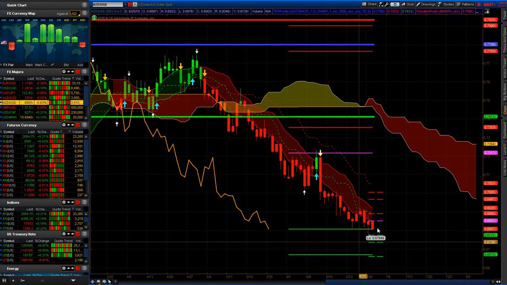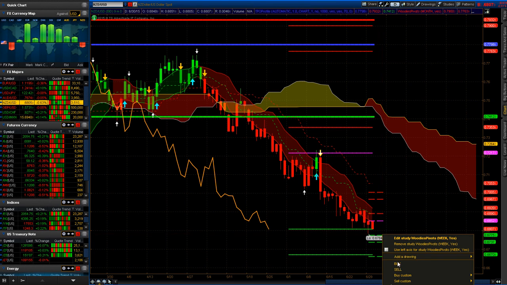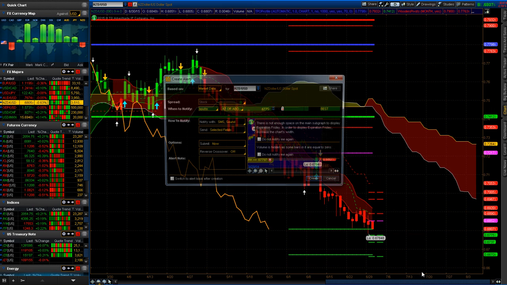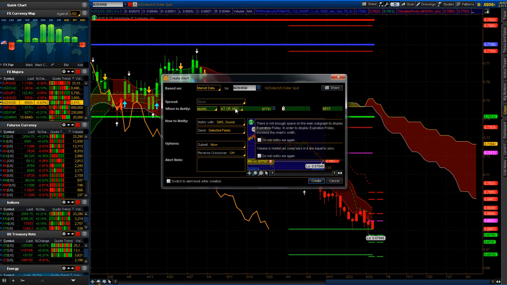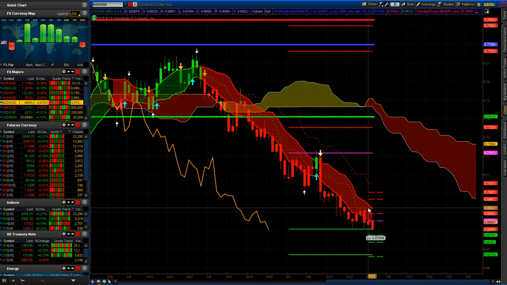Right here. So you see right here, this. I'll put an alert right here because this is where I probably want to come in if it takes it out. At below reversal. So I got my alert right there. Even if it takes that out, I don't even want to go long.